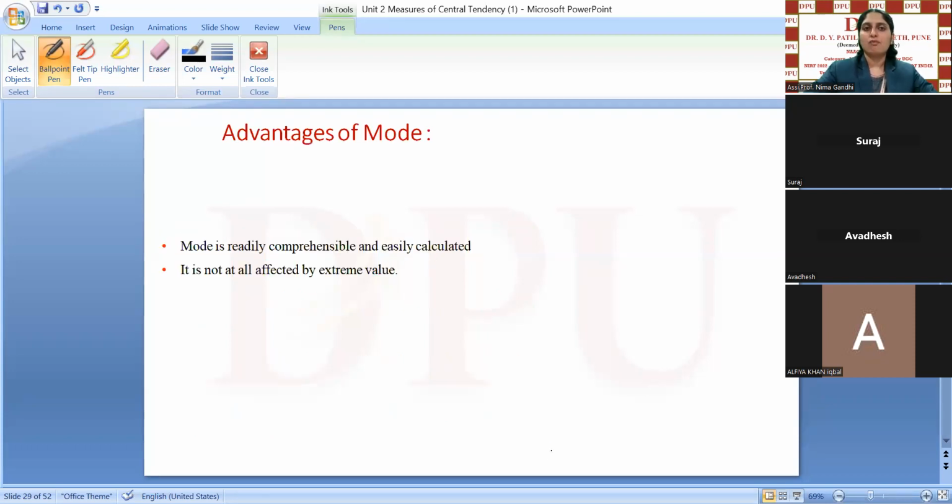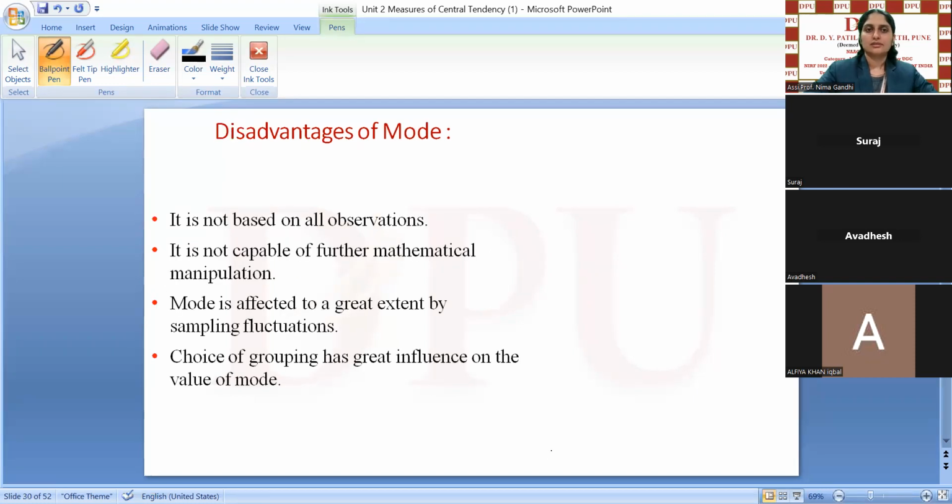So advantages of mode: it is readily available and easy to calculate. It is not affected by extreme values. Disadvantages of mode: it is based on all the observations. So when you change one of the observations, your value will change. Sorry, it is not based on all the observations. So when you change one of the values, the mode will not change, because the mode is the value which is coming more frequently in your data.